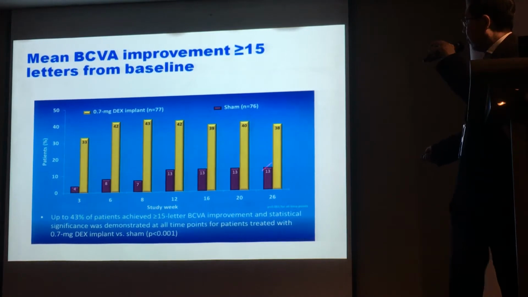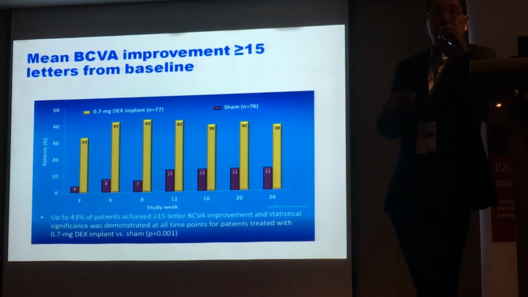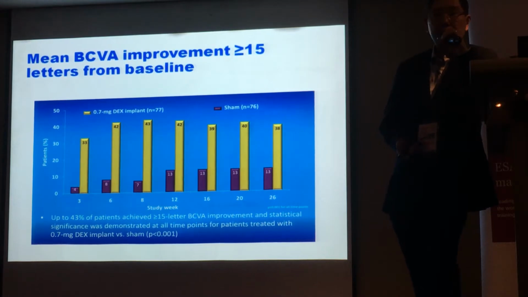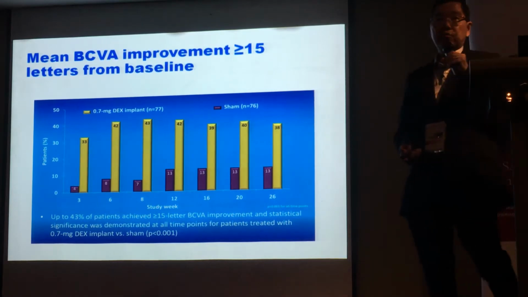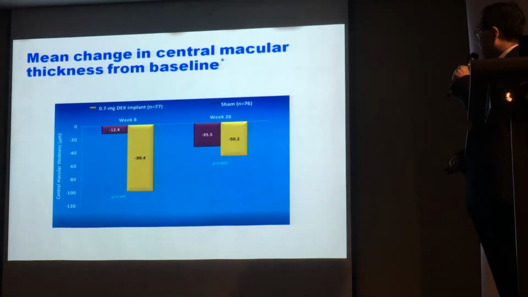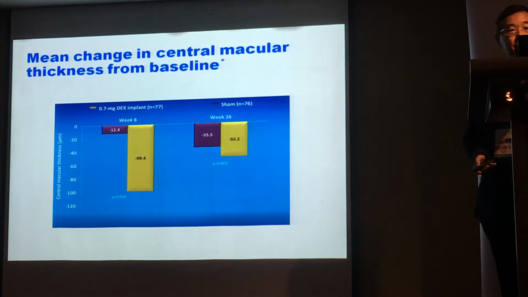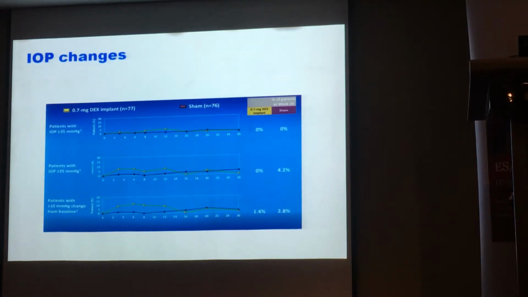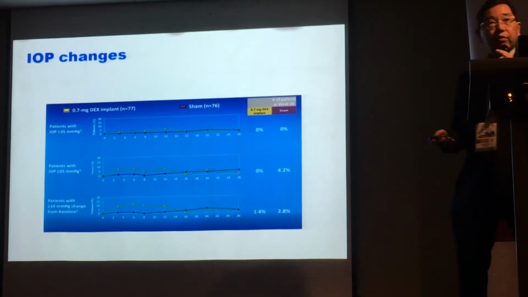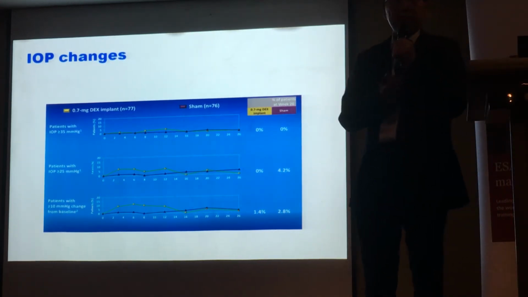And so you therefore also expect better effect in terms of visual acuity. In this case, visual acuity gain of at least 15 letters, quite high, over 40% improved by at least 3 lines. What about macular edema? Again, the DEX implant had a greater effect in reducing macular edema than the sham. So I think as expected, whatever steroid you put into the eye will have a beneficial effect on macular edema. Of course, we all worry about intraocular pressure, but it is less than triamcinolone.